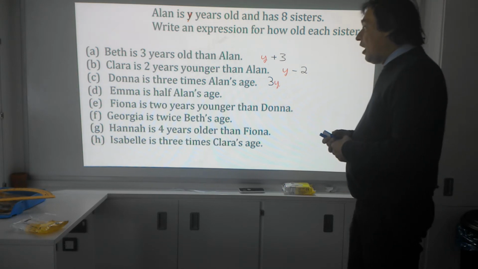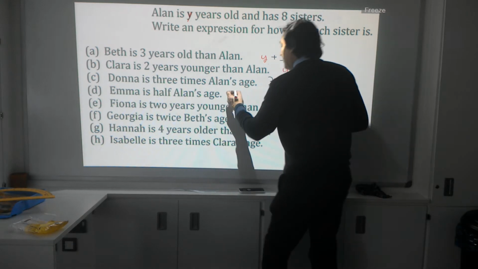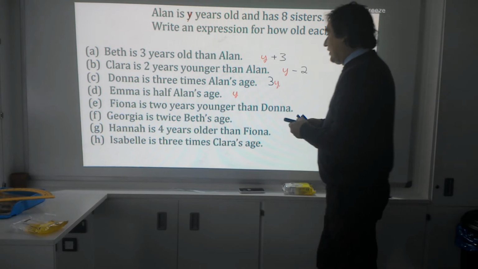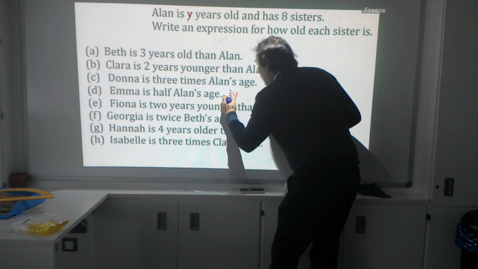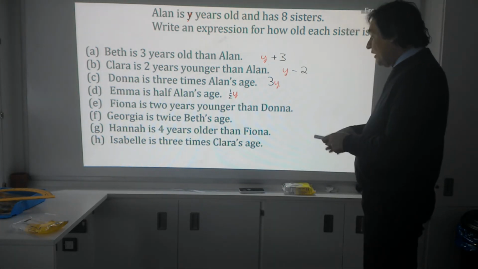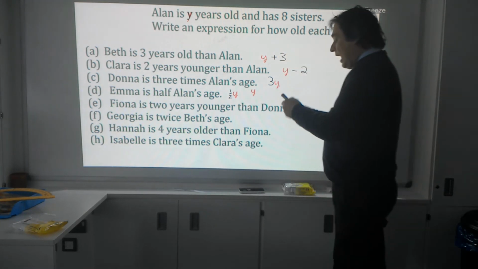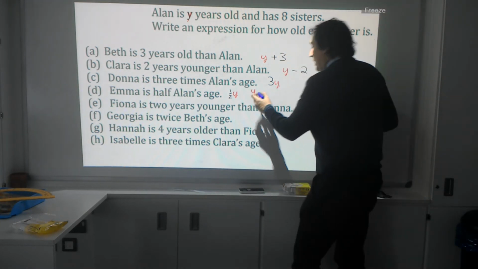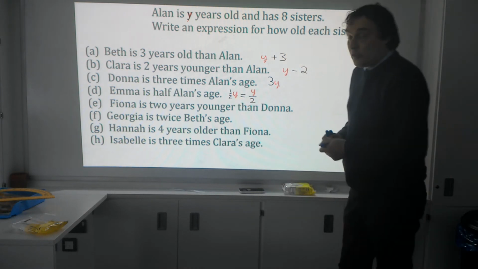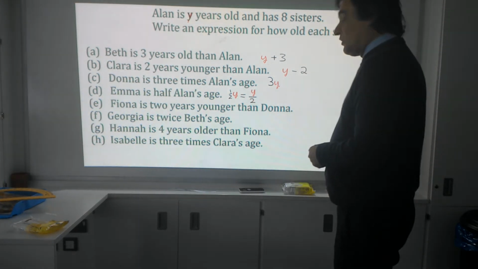Emma is half Alan's age. Now we can write this in one of 2 ways. We can write it as half Y, half of Alan's age. Remember, Alan is Y years old. The other way you might see it written is Y over 2. Those 2 things are exactly the same thing. A half Y or Y over 2, exactly the same thing. It doesn't matter which way you write it.